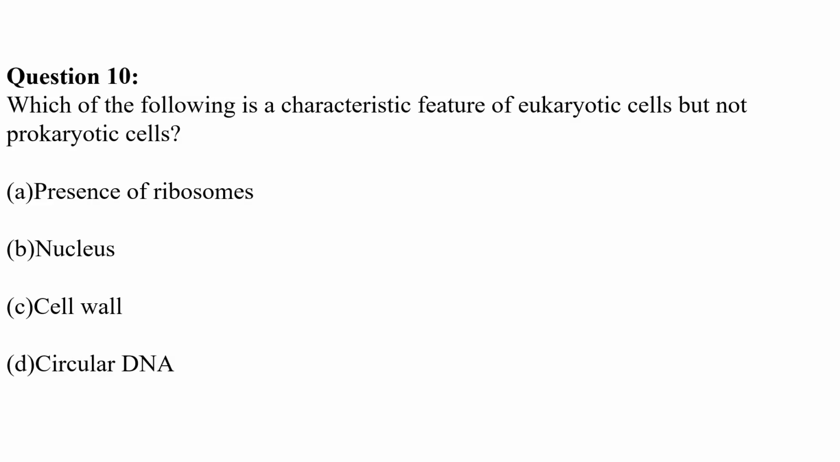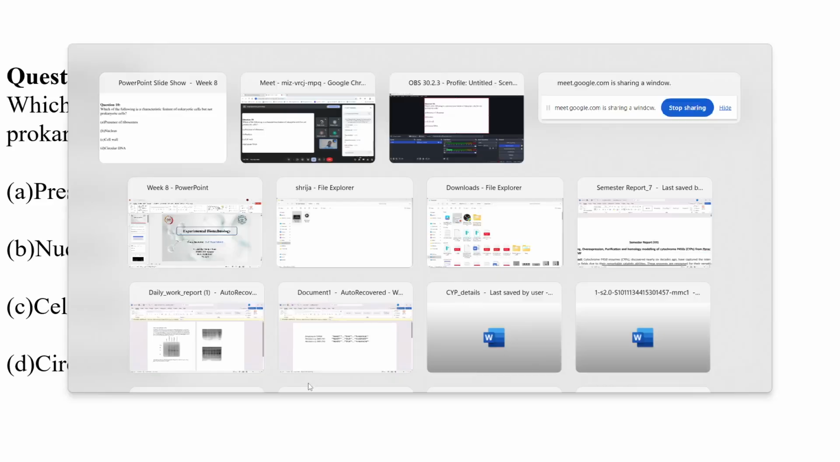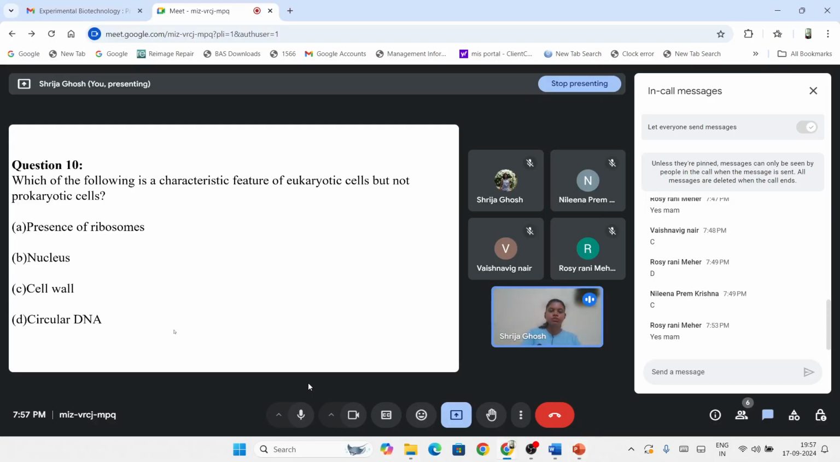Moving on to the next question, question number 10. Which of the following is a characteristic feature of eukaryotic cells but not prokaryotic cells? Option A, presence of ribosome. Option B, nucleus. Option C, cell wall. Option D, circular DNA. Which is a feature for eukaryotic cells but not prokaryotic cells?